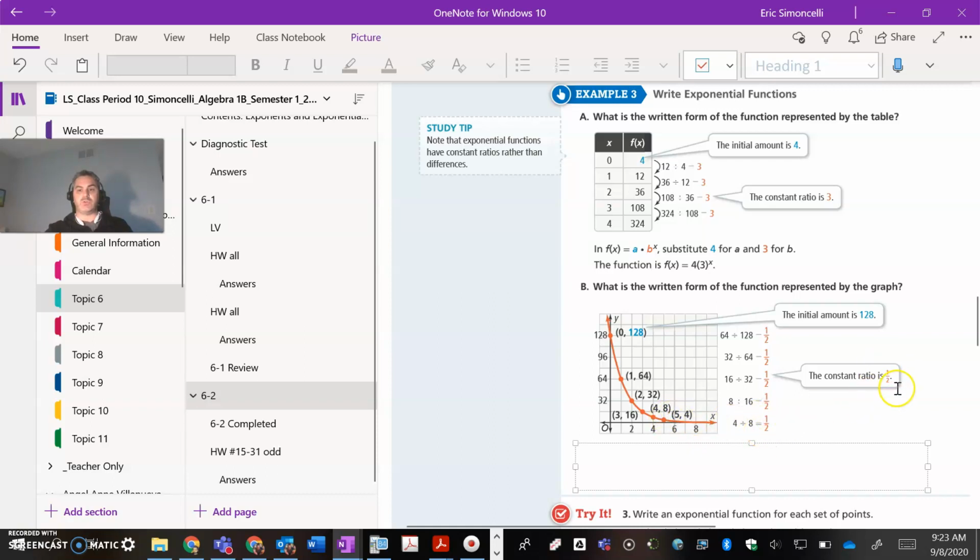Because the constant ratio is a half, the initial amount is 128. Here's our final equation. Put it all together in context. Of course, a is 128, b is a half. This function, y, or f of x, equals 128 times quantity a half raised to the x, is an exponential decay function model. I am going to ask that you do the remainder of the examples on your own, but please take a look, writing it down every step of the way, from your book or from my OneNote.